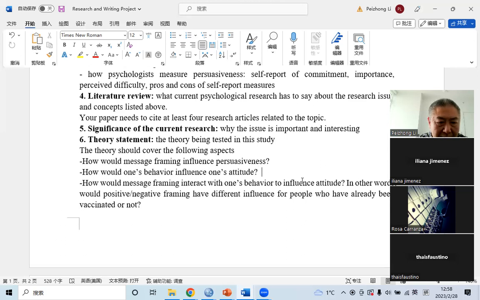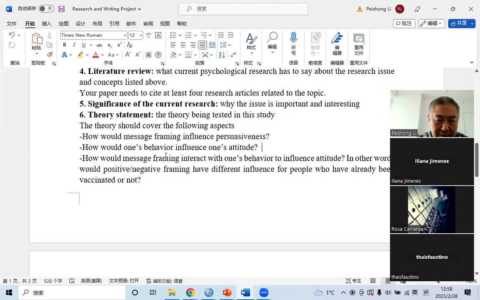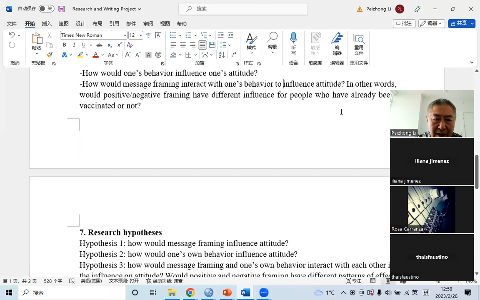And then the most complex part of the theory is the interaction. What would you say about the interaction between framing and one's behavior? In other words, would positive versus negative framing have a different influence for people who have already been vaccinated or not? So maybe you want to ask what is the effect of framing? My answer is that it depends. It depends on whether you have already been vaccinated or not.